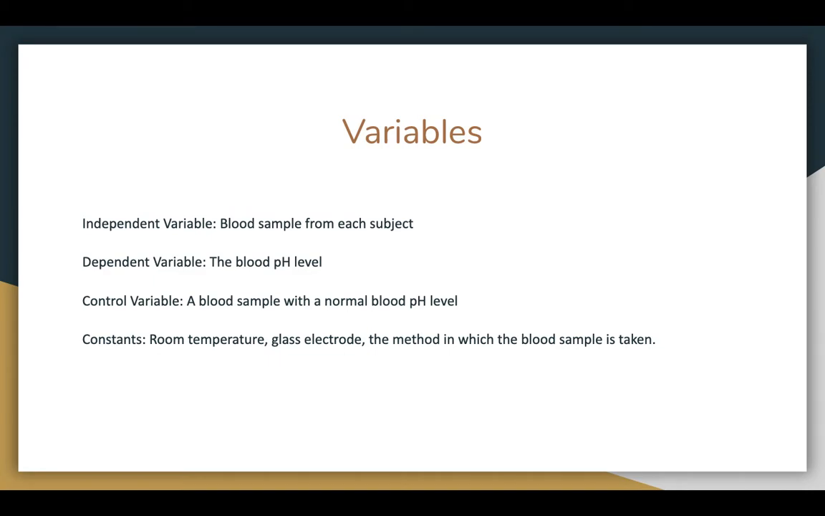Control variable would be a blood sample with the normal blood pH level, which is about 7.36. And our constants are room temperature, the glass electrode we use, and the method in which the blood sample is taken.